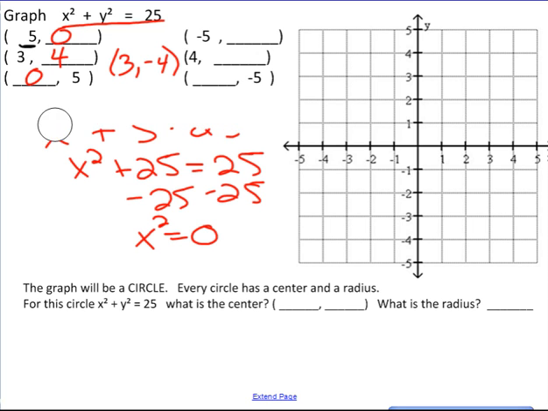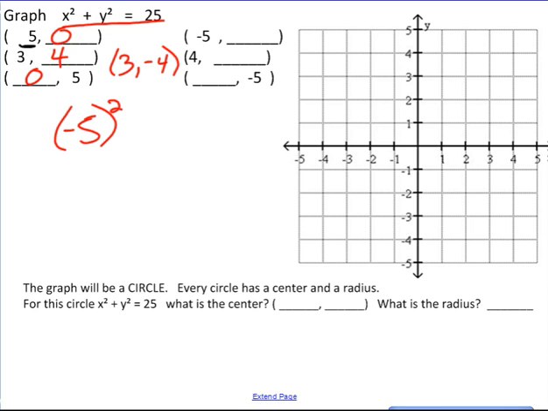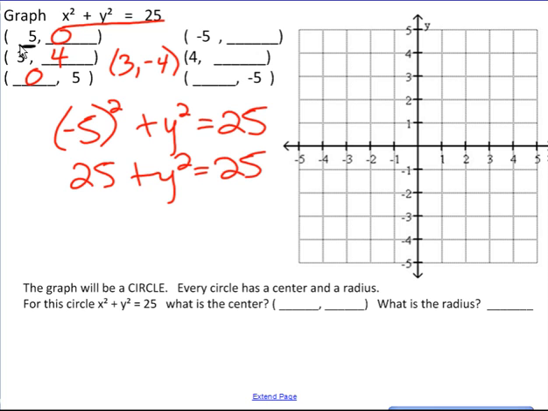We've got 3 more. x is negative 5 this time. Be careful when you substitute in a negative number. It does have to go in parentheses. Yes, it does make a difference. What I want here is negative 5 times negative 5, and that is 25. And this should start looking familiar because we had this before. Subtract the 25. y squared is equal to 0.